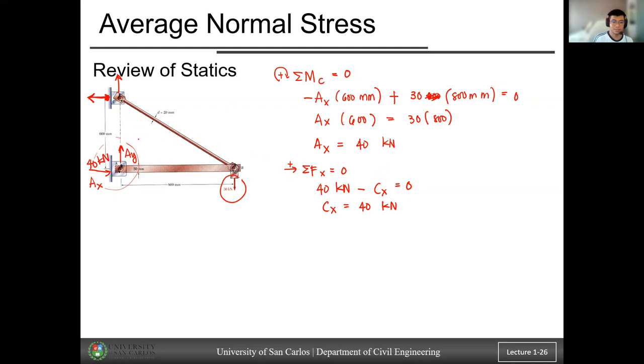So lastly is the vertical components. What we can do here is take moments about B so that we can determine the vertical reactions. So moment about B is equal to zero. We have AY and then BY, that would be clockwise direction: AY plus BY, times 800 millimeters. And then for counterclockwise, we don't have any counterclockwise moment. We do have one, but it's in CY. So that's minus CX times 600 equal to zero.